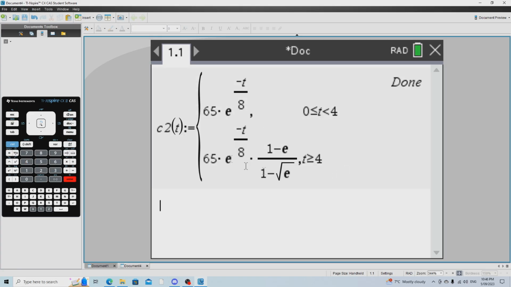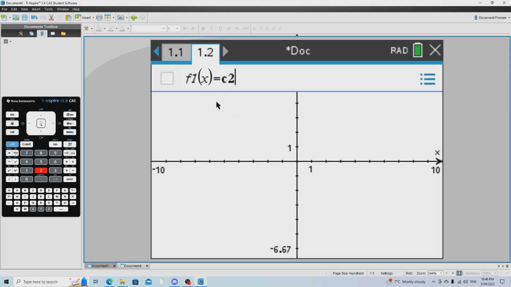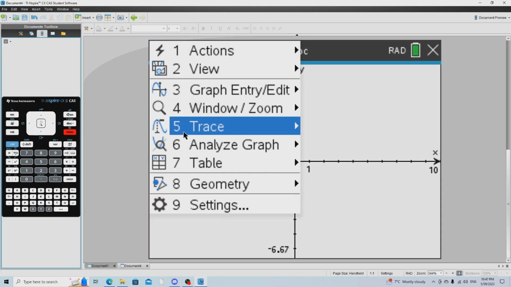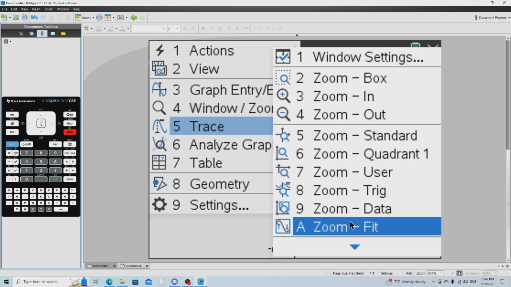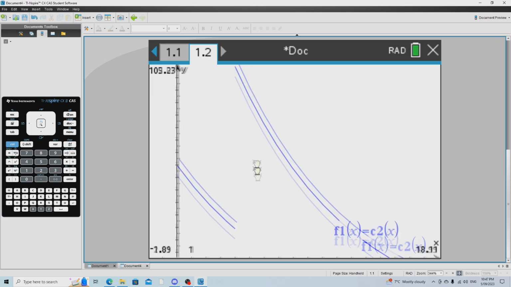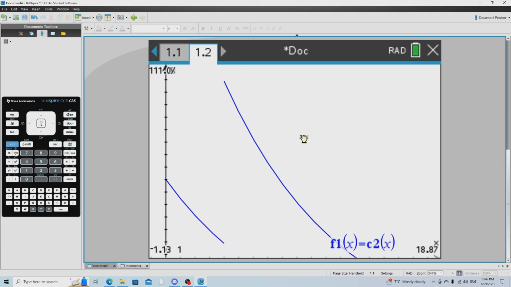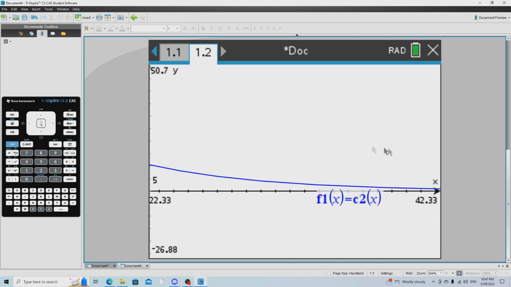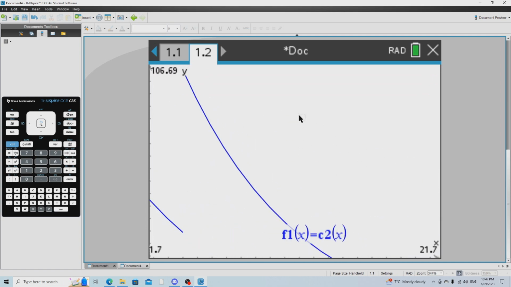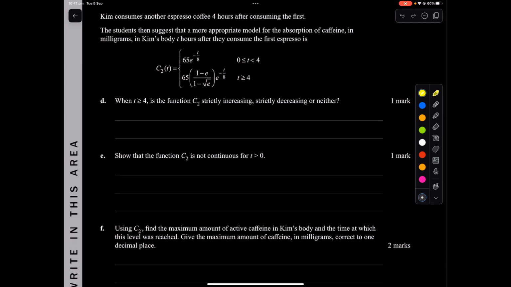Okay, now we have this. So I'm just going to graph this. I want it in terms of x to make my life easier. And I'm going to zoom fit. Okay, here it is. We just want this graph over here, when t is greater than 4. We can see that the graph is strictly decreasing, and it's strictly decreasing to 0. So C2 when t is greater or equal to 4 is strictly decreasing.